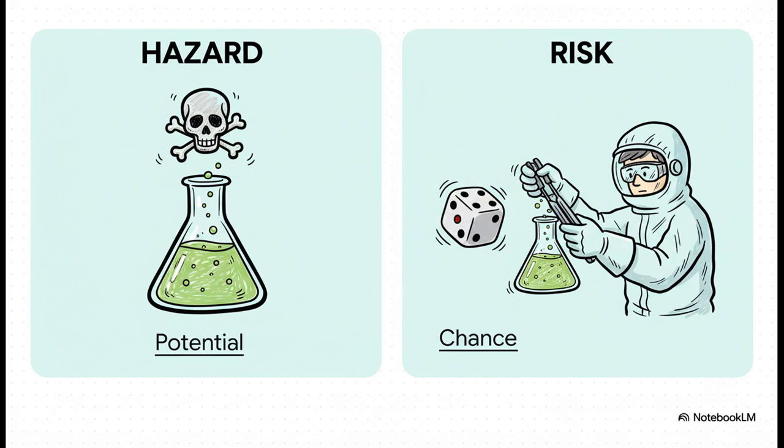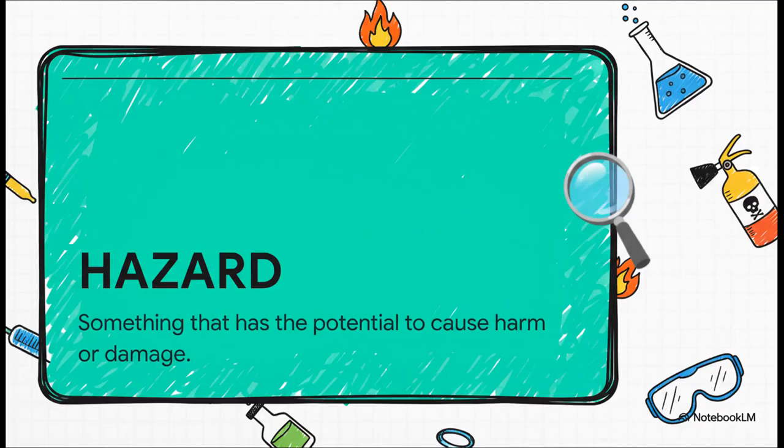A hazard is the thing that has the potential to cause trouble. Think of it as the source of the danger, like a bottle of a toxic chemical. But the risk, that's the chance, the probability that the trouble will actually happen. It's all about how you handle it. So let's get a solid definition down. A hazard is anything that has the potential to cause harm, period.